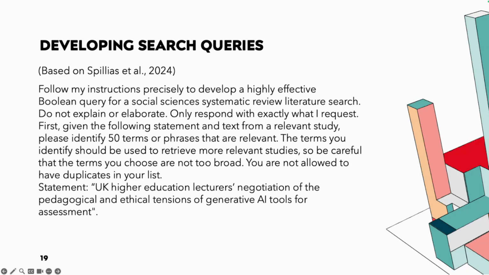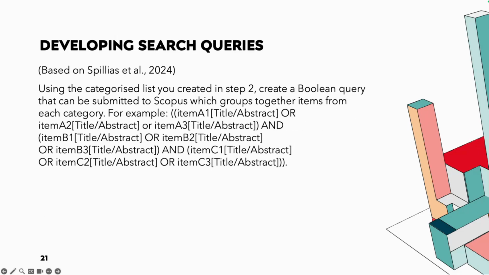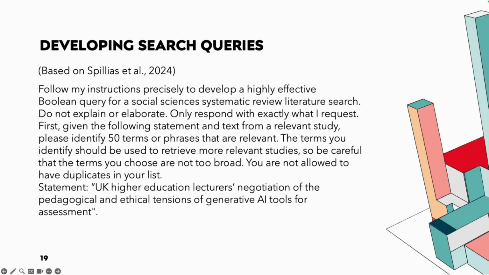And I will pop all of these in the chat so you can have a go with them. I'm not going to bother demoing. I might demo the last one so we can see it in Scopus because I've got that open. So follow my instructions precisely to develop a highly effective Boolean search query for social sciences systematic review literature search. Do not explain or elaborate. Remember, we were telling the AI what not to do. So we don't want any explanation. We don't want any elaboration. We only want it to do exactly what we're saying.